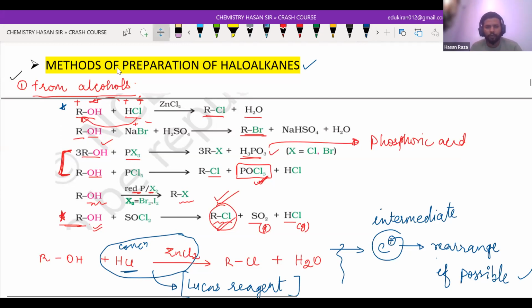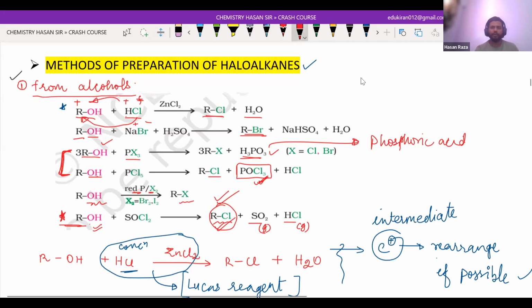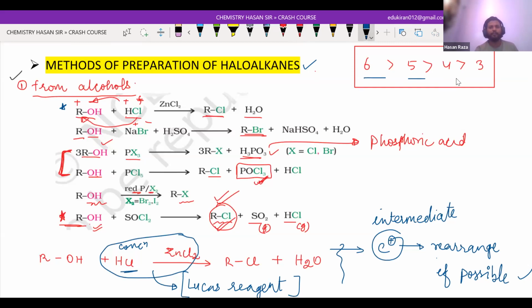Yes, and I'm going to give you a very short trick. There is a six-membered ring, then five-membered ring, then four-membered ring, then three-membered ring. The most stable ring is six, then five, then four, then three. If there is a possibility to move from three to four, you can expand it. If there is a possibility to move from four to five, you can do that. Just remember the stability of the ring.